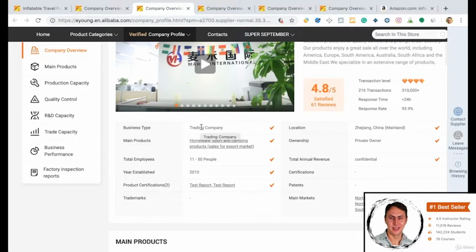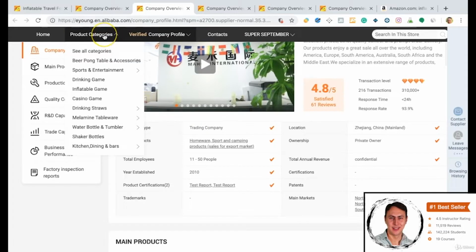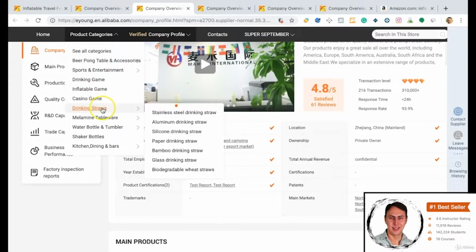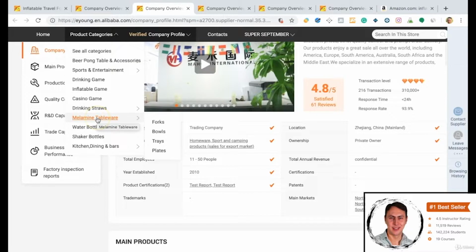It might be better to work with manufacturers. But even if this one is a trader company, we should have a look at the product category anyway. Let's have a look at what they have. As I said, table and armchair accessories, sport and entertainment products, tons of products related to gaming, for example, selling water bottle and tumbler, drinking straws, pipe, kitchen, dining, and bars. They have fewer products related to our needed product.